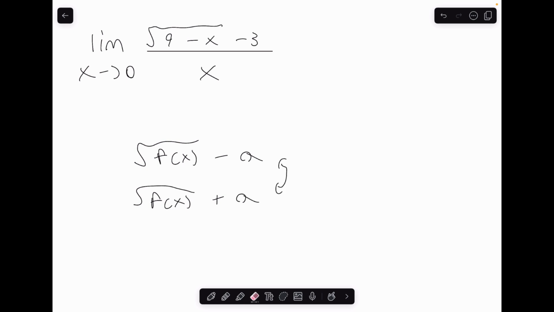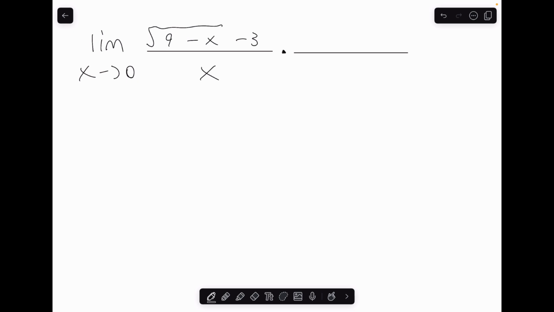So let's apply this logic to the problem. To defeat these limits, all you have to do is multiply the numerator and the denominator by the conjugate of the term with the square root in it. So the term with the square root in it is our numerator, and always, always, always, what's under that square root stays the exact same. The only thing that changes is the sign of the constant term. So minus 3, the conjugate would be plus 3. And we do the same thing to the denominator. 9 minus x plus 3.